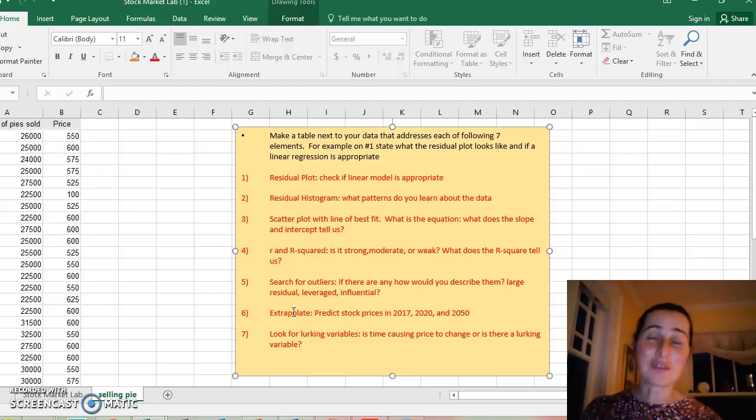Extrapolate, so use that equation to come up with some predictions for the future. And then just think about linking variables, which you can't really do looking at the data, but just to think about the situation. And if there's something else that's not there that's really causing both of those things to change.